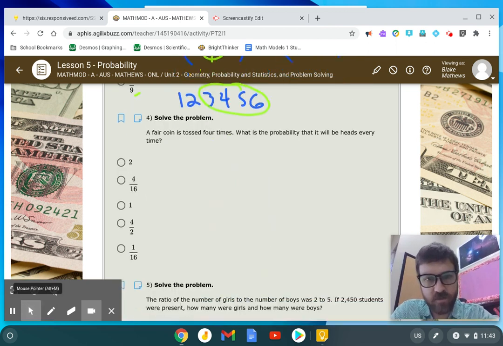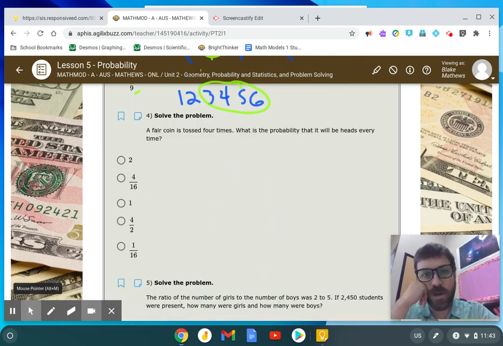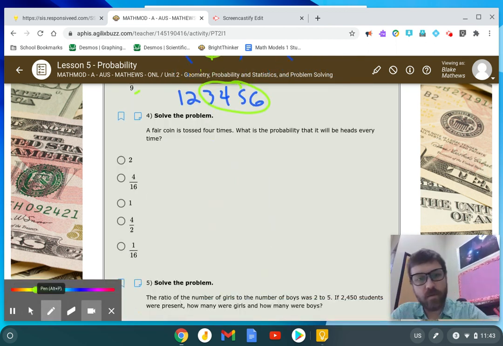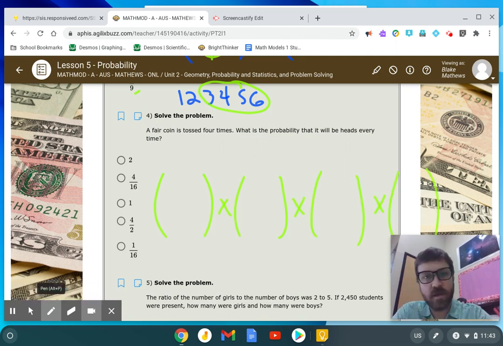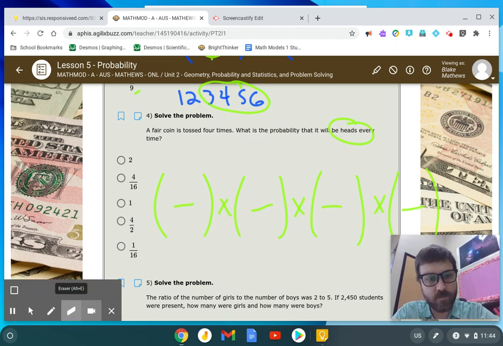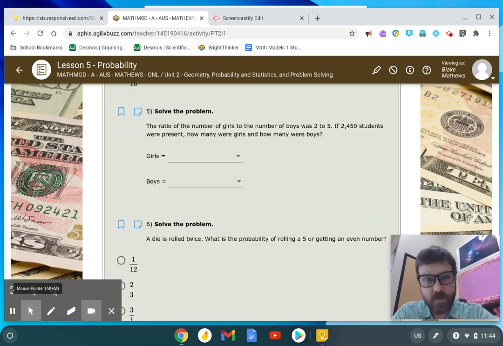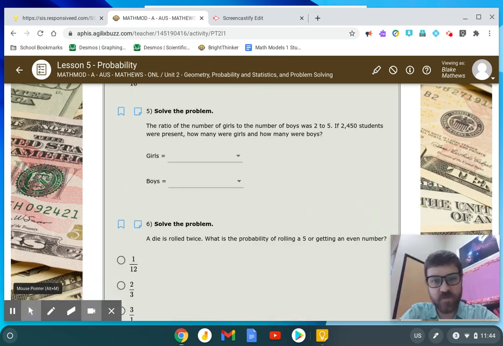I'm not going to do all these. I'm going to start skipping through. A fair coin is tossed 4 times. 4 fractions, each of them being multiplied by each other. Each one is the probability of flipping a coin and getting a heads. You should be able to get that. 4 fractions, each one is a heads. Come back to number 5.